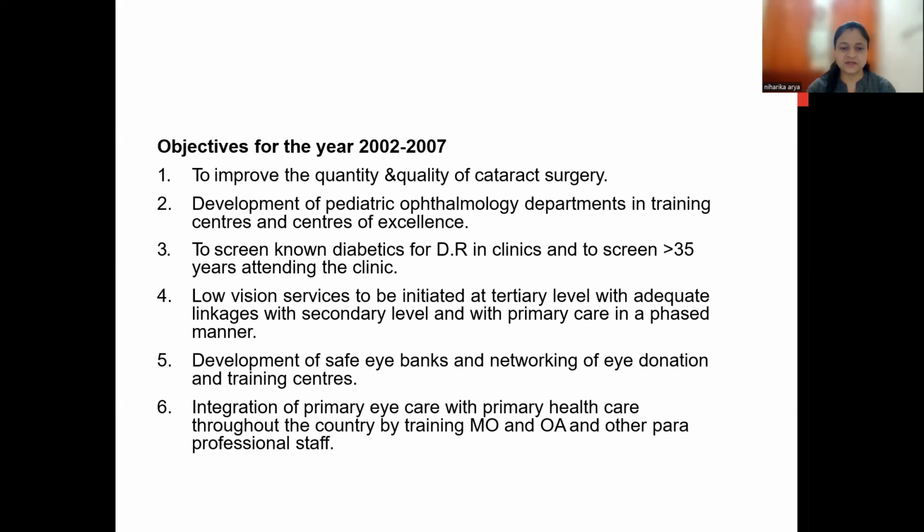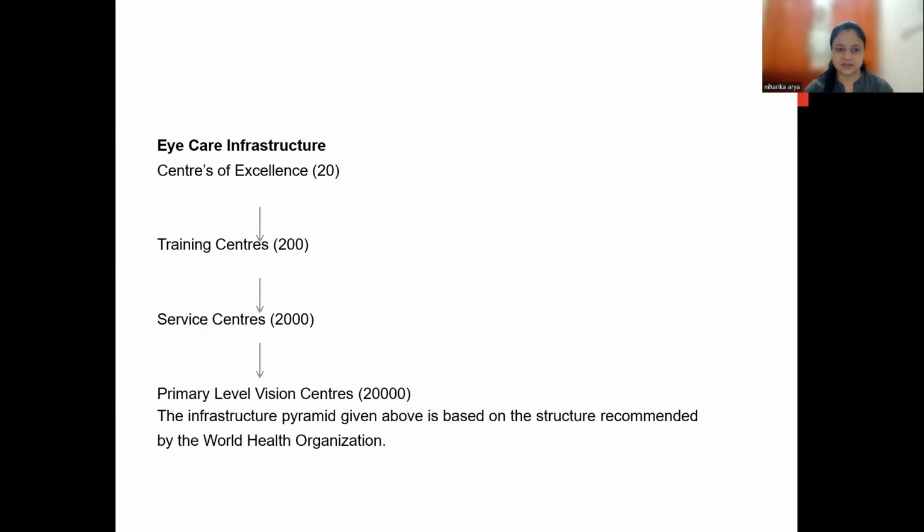So these are the objectives for the years 2002 to 2007. That is, to improve the quantity and the quality of cataract surgeries, development of pediatric ophthalmologists in the training centers, to screen the diabetic cases, and to introduce low vision services at the tertiary level. Second is the development of safe eye banks or the networking of eye donations and the training centers. And last is the integration of primary eye care with primary health care throughout the country by training the medical officers and other paramedical staff.